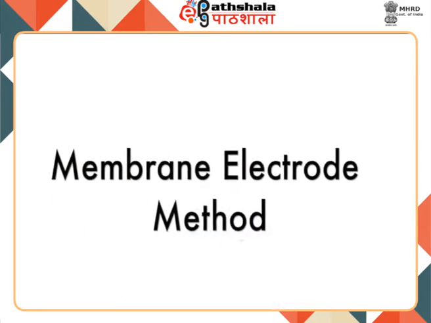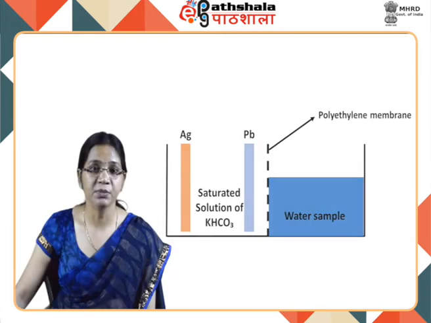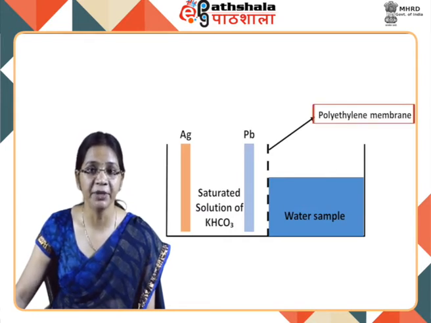This method is not used in the DO analysis of domestic or industrial wastewater because the mercury electrode gets poisoned by impurities of the test solution. The third method which is used for determination of DO is the membrane electrode method. In this method, two metal electrodes of silver and lead are dipped in a saturated solution of KHCO3, potassium bicarbonate, which is separated from the water sample by using a polyethylene membrane which is 0.06 mm thick.